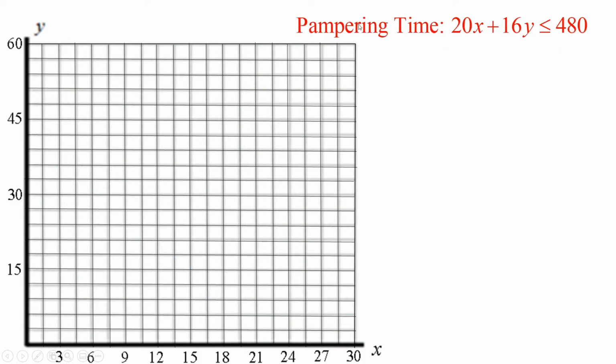Okay, let's do the same thing for pampering time. All right, first, let's use intercepts to graph the boundary line. I think I'm speeding up a little bit because I'm worried about my battery. All right, and now let's put our x is 0 and y is 0. And if x is 0, I'm left with 16y is 480. So 480 divided by 16 is 30. The y-intercept is 30. When y is 0, 16 times y is gone, and I'm left with 20x equals 480. So let's go 480 divided by 20.